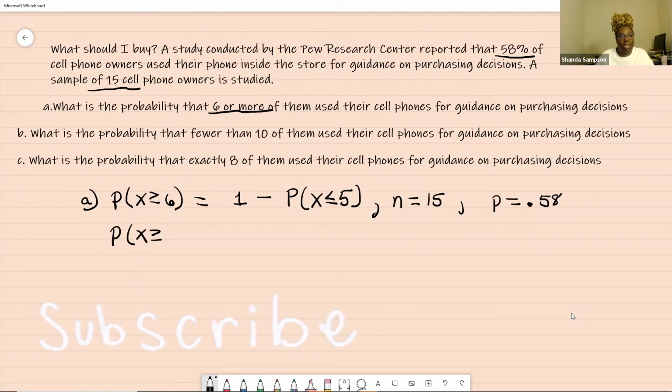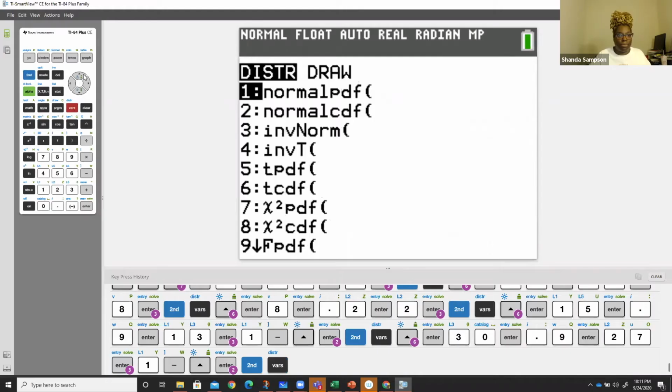X is greater than or equal to 6 equals 1 minus the probability that X is less than or equal to 5.